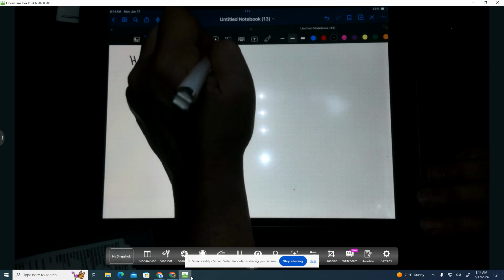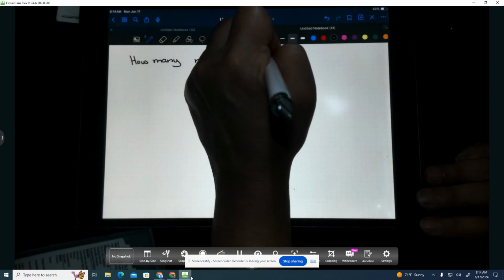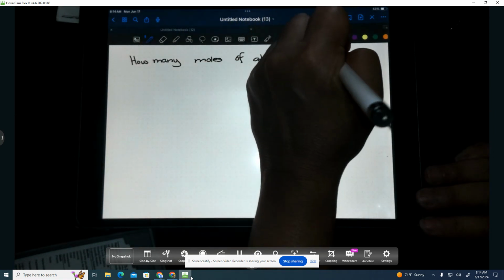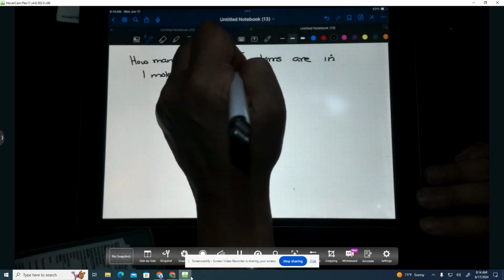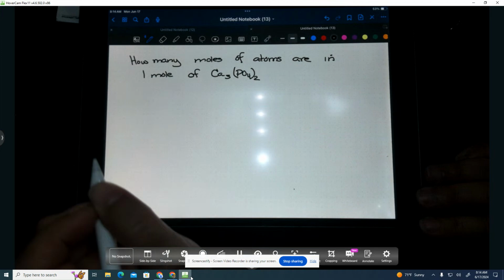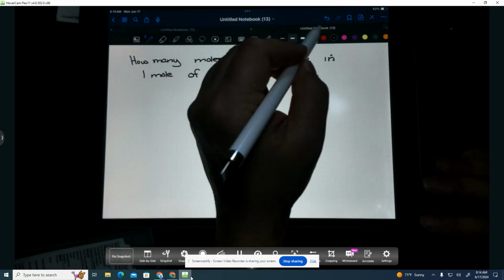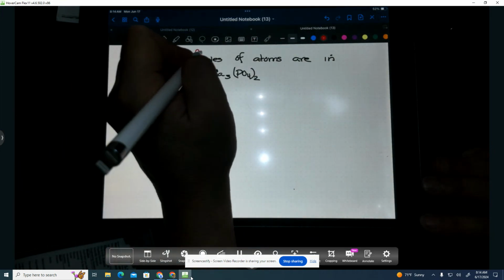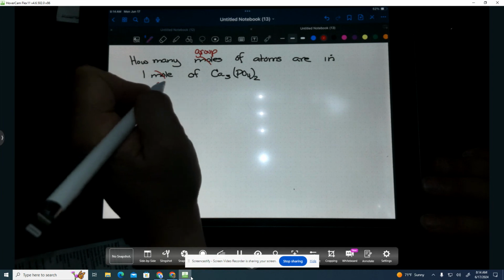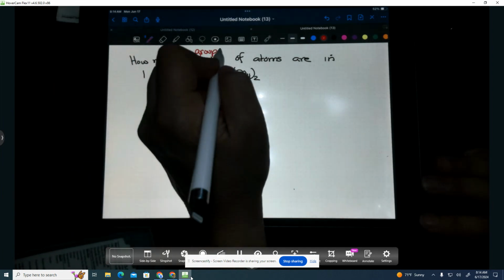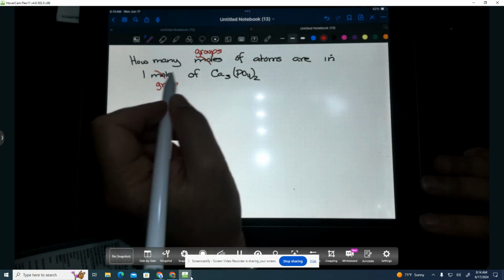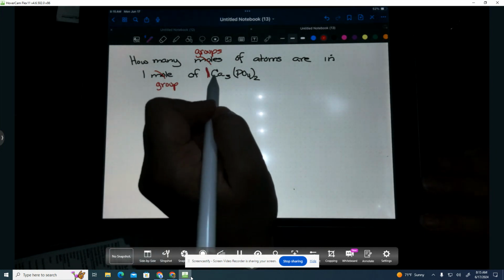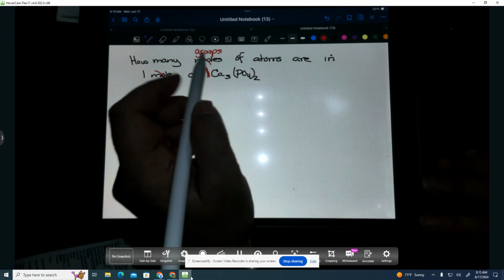How many moles of atoms are in 1 mole of Ca3(PO4)2? Okay? Now let's change these words. Mole to group. Mole to group. How many groups of atoms are in 1 group of this? If you have one group of this, how many groups of atoms do you have?